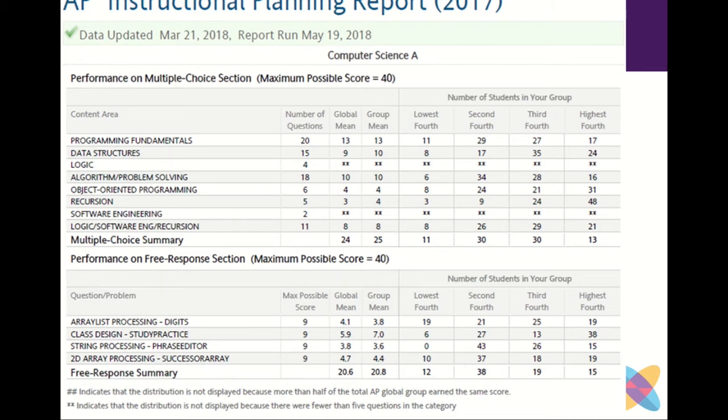The second page of your IPR provides a detailed breakdown of how your students performed on a variety of skills tested in the multiple choice and how they performed on each question of the free response. Some of the key things that we'll be looking at in this session is the global and group mean for your students on each of these topics. The global mean is the number of questions that the average student got right in the national sample, and the group mean is the average number of questions that your students got correct.